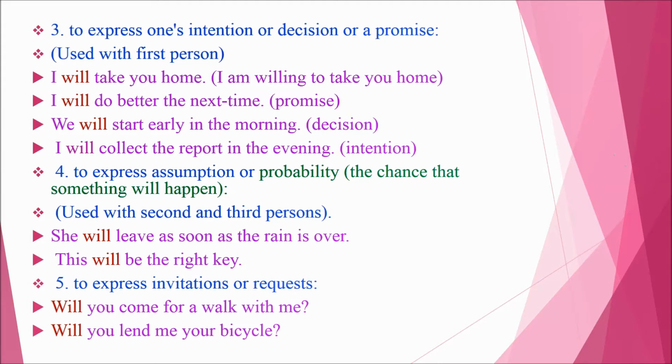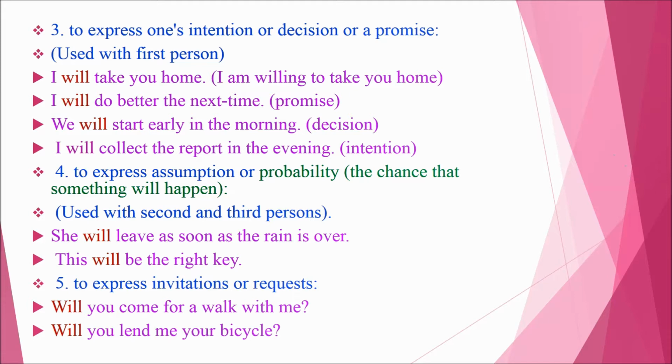The fourth usage is, will is used to express assumption or probability. So what is meant by probability? Probability means the chance that something will happen. Will is used with second and third persons also. Now let's see some example sentences. She will leave as soon as the rain is over. This will be the right key.